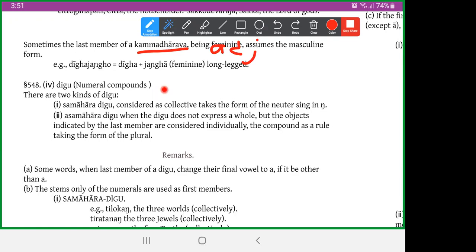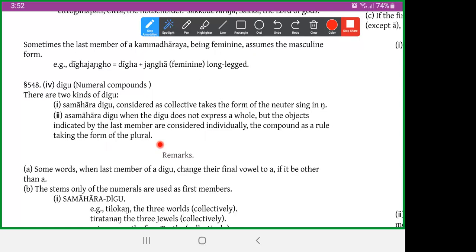This one you actually see many times when you do the Anguttara. For example, now we are studying what? The dukkha. Dukkha is also a digu. Okay. All right. So we read together. Number 4, Digu. Numeral compounds. There are two kinds of digu. Samahara digu, considered as collective, takes the form of a neuter singular in M. Asamahara digu, when the digu does not express a whole, but the objects indicated by the last member are considered individually, the compound as a rule taking the form of the plural.